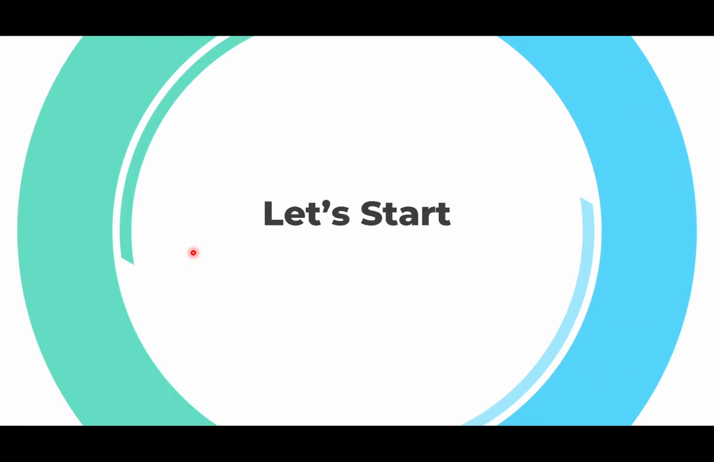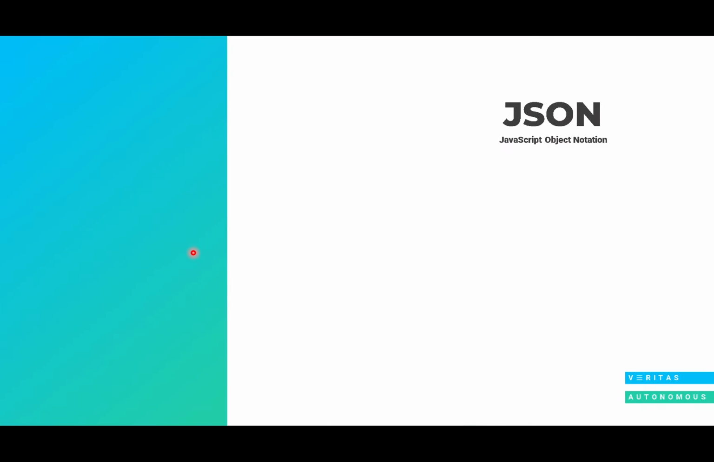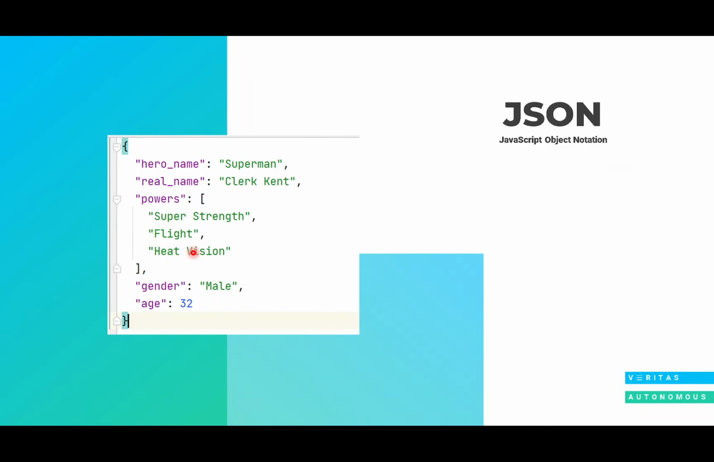Okay, now it's time to start. One thing you need to know is what a JSON is. If you know what a JSON is, good. Otherwise, for those who don't know, JSON is a very simple structure which opens with a curly bracket and closes with a curly bracket. Inside that you have what we call keys and values. The key is hero name, and the value is Superman. The key is real name, and the value is Clark Kent.